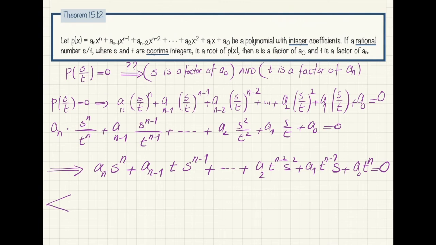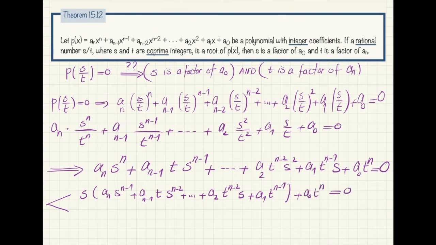We can take s out between these terms. So I will have s times (a_n s^(n-1) plus a_(n-1) t s^(n-2), and I will continue until a_2 t^(n-2) times s plus a_1 t^(n-1)), and then I close it, and then I put a_0 t^n here at the end, and then I will have 0. This is one way of interpreting this.